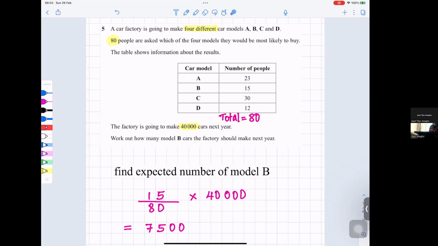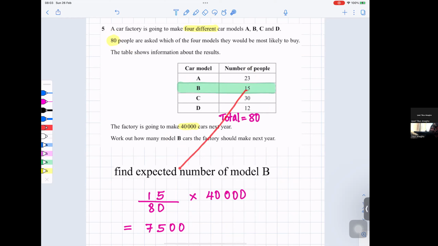The factory is going to make 40,000 cars next year. Work out how many model B cars the factory would make next year. That's model B there. How many model B cars will the factory make next year? So find the expected number of model B. What do you expect the number of model B cars to be made next year?